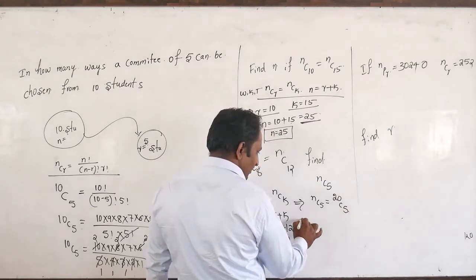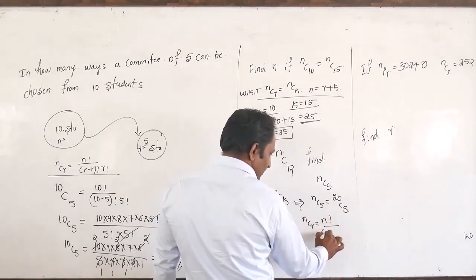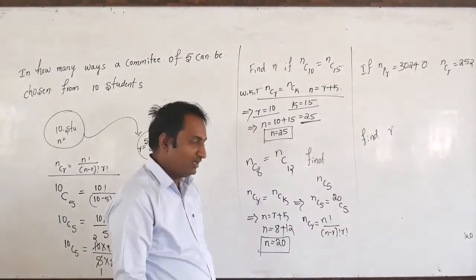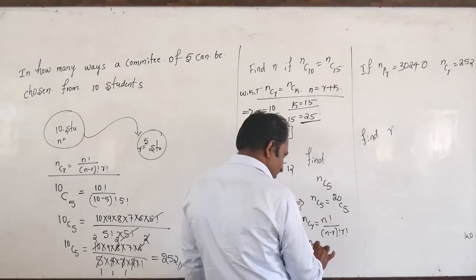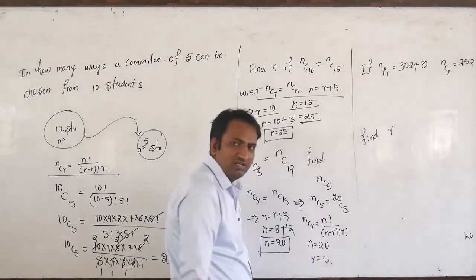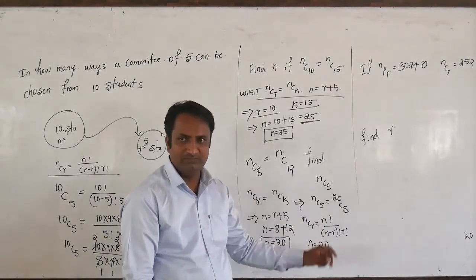We know that the formula nCr is equal to n factorial divided by (n minus r) factorial into r factorial. Here n value is 20 and r value is 5. Substituting n and r values, we get these values.